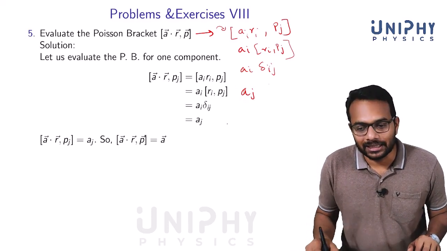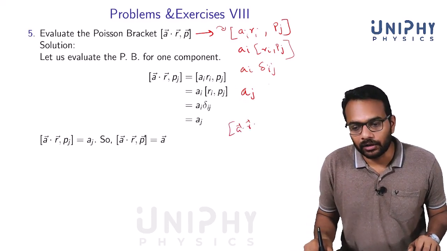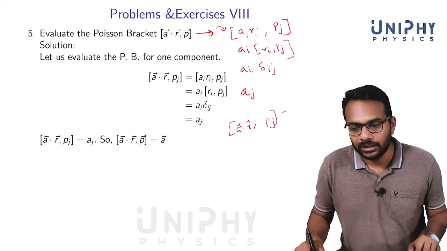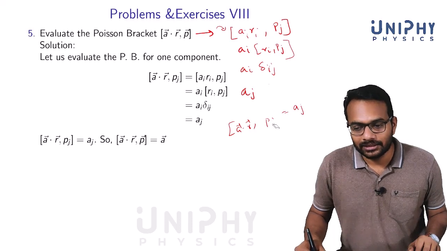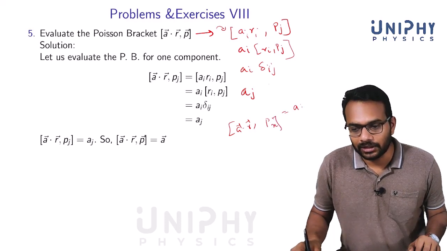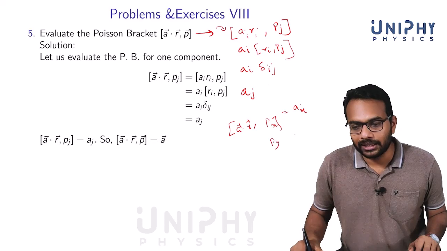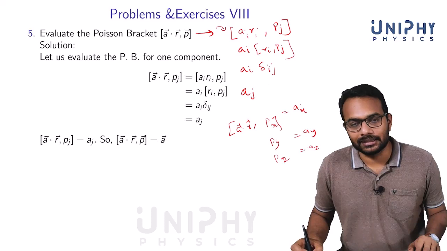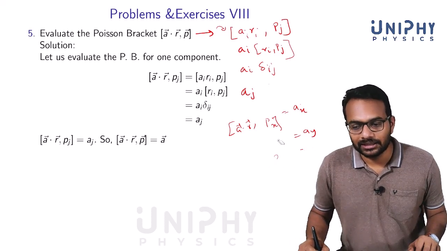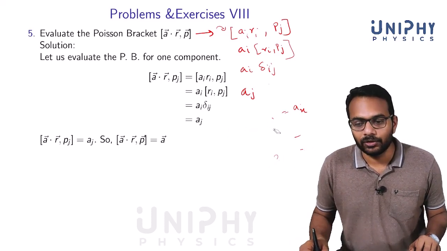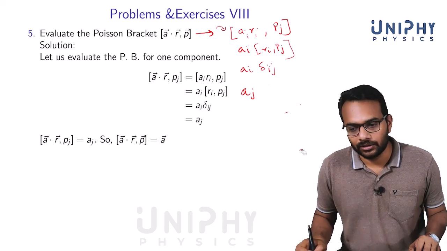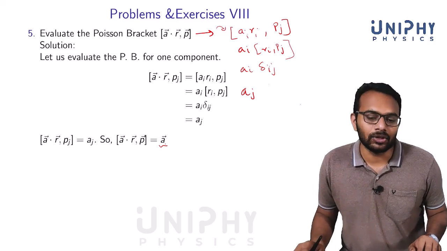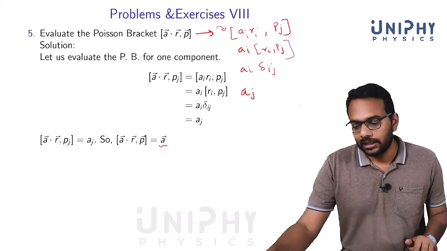So what do we see then? We see that a dot r with p, taking one component p_j, is a_j. This means that if it is p_x here, you have a_x. If you have p_y here, you have a_y, and if you have p_z here, you have a_z. This whole thing gives you the components of the vector, along with the unit vectors, so you can simply write it as the vector a. So a dot r with p is equal to the vector a.